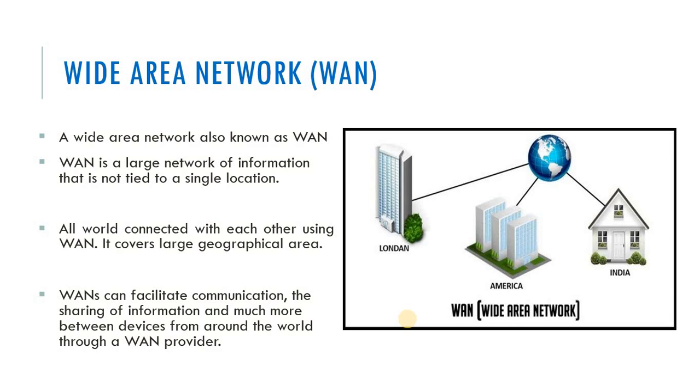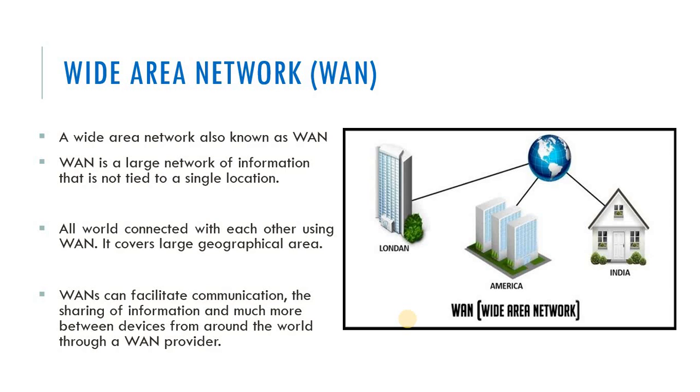In a LAN the area is up to 5 kilometers. In a MAN the area is 5 to 50 kilometers, and a WAN covers a very large area, about 1000 kilometers. So from one location, for example from India, we can easily access the data of London, or we can easily access the data of America.